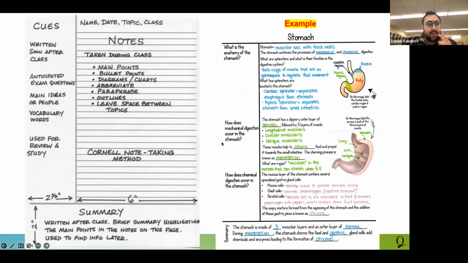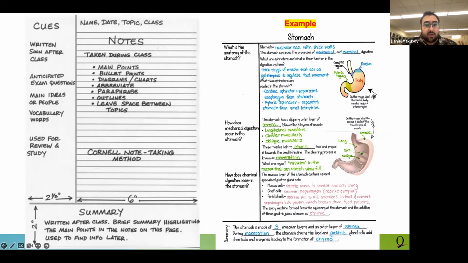Then they want to know, well, how does the mechanical digestion occur in the stomach? So they wrote out all the components of the mechanical digestion and then drew it out here as well, right? And then how does the stomach chemically digest food? Well, we wrote out all the stuff here. There's no image, but it is what it is, right?